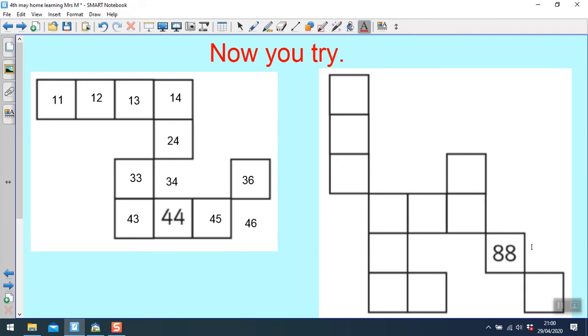Okay, starting with 88, I could work out this one or this one to help me with this one. So 88 add 1 is 89. Moving down, I'm going to add on 10, so that's 99. To get this one, I've got to work out this one or this one. So 88 subtract 10 is 78. Moving to the left is subtract 1, so that's 77. Moving up is subtract 10, so that's 67.